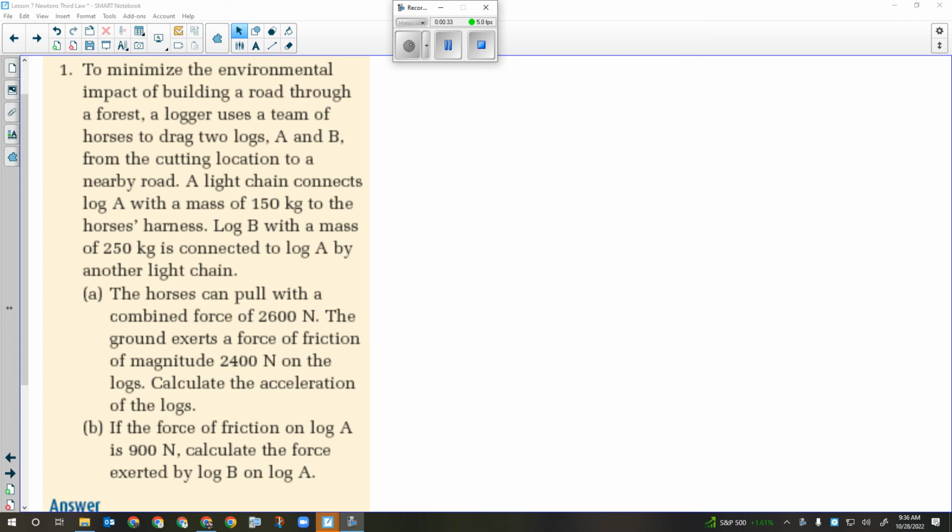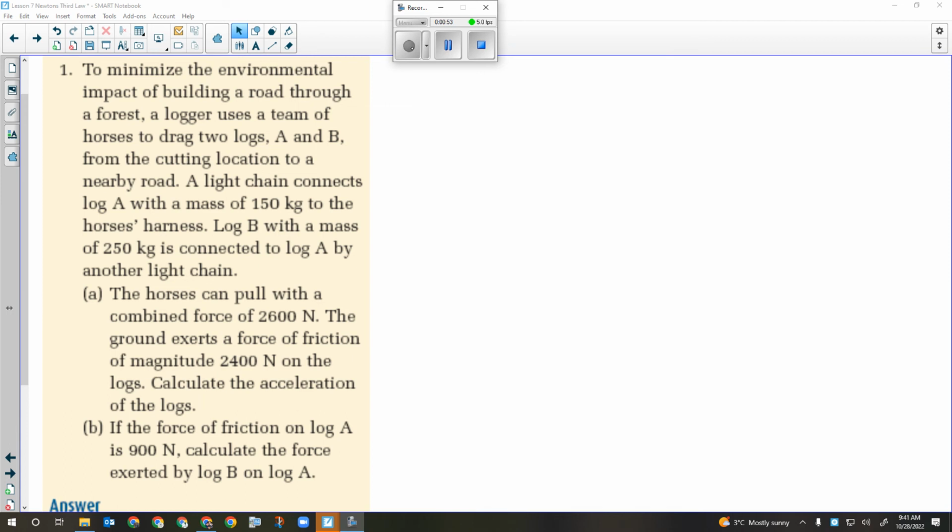Okay, and then we know some of the forces. So part A, fairly straightforward. You're calculating the acceleration of the logs. Part B is the one that's more the Newton's third law kind of question. All right, so we'll see what you remember here. Get your diagram drawn. Let's see how we do.